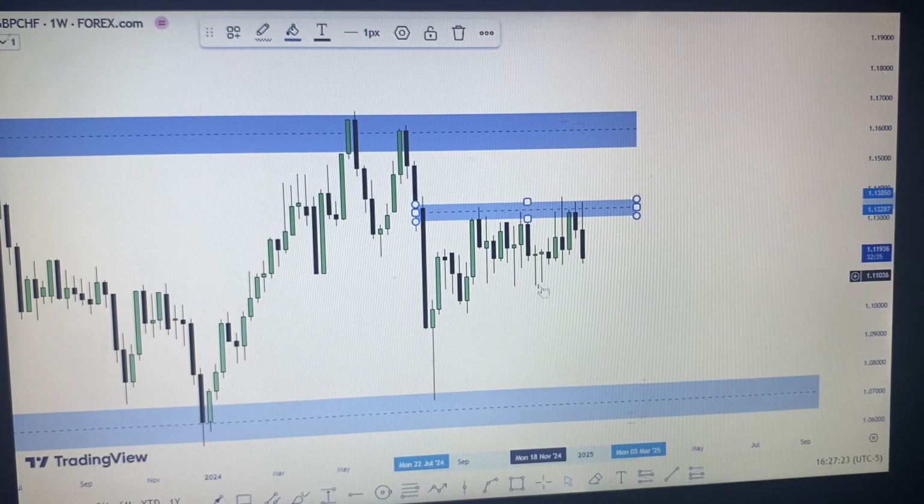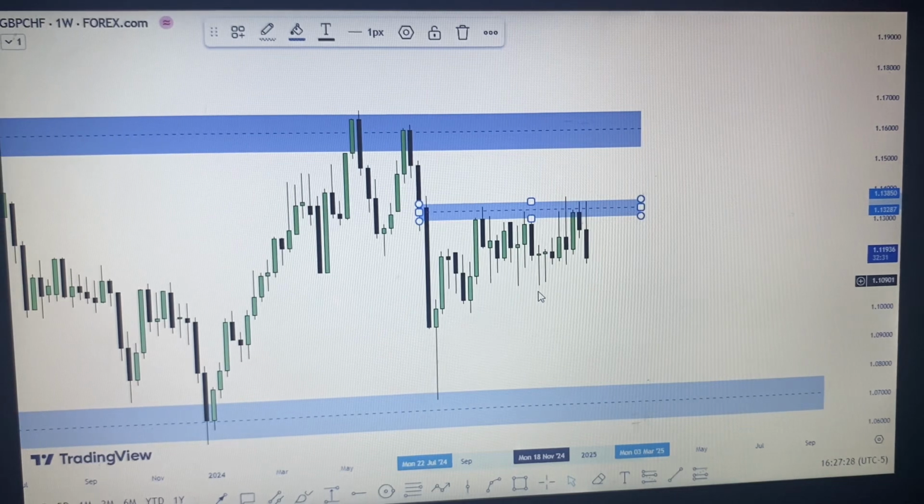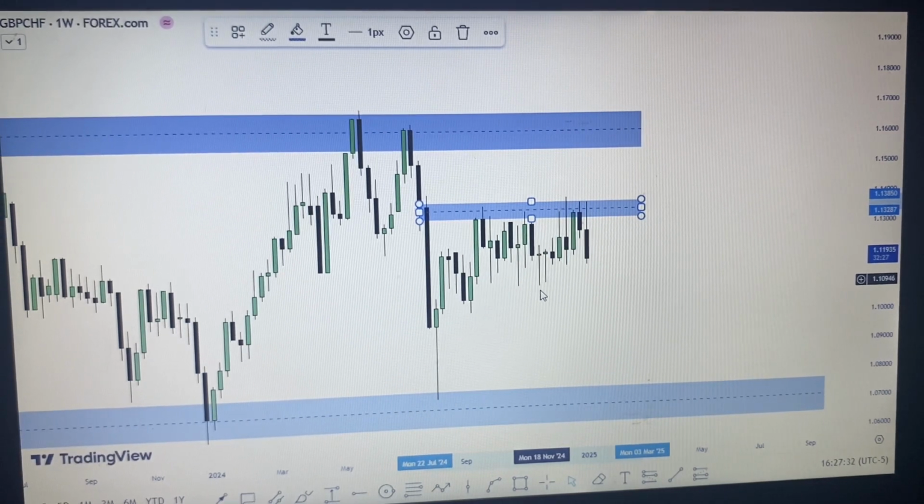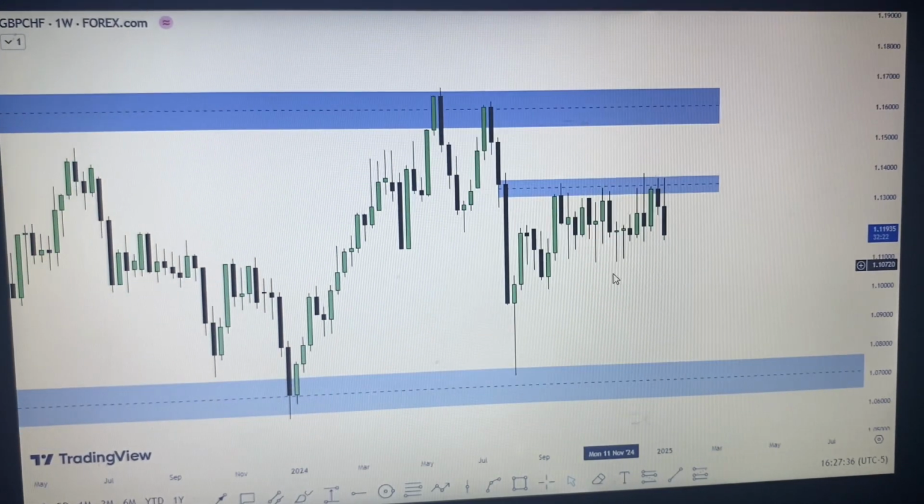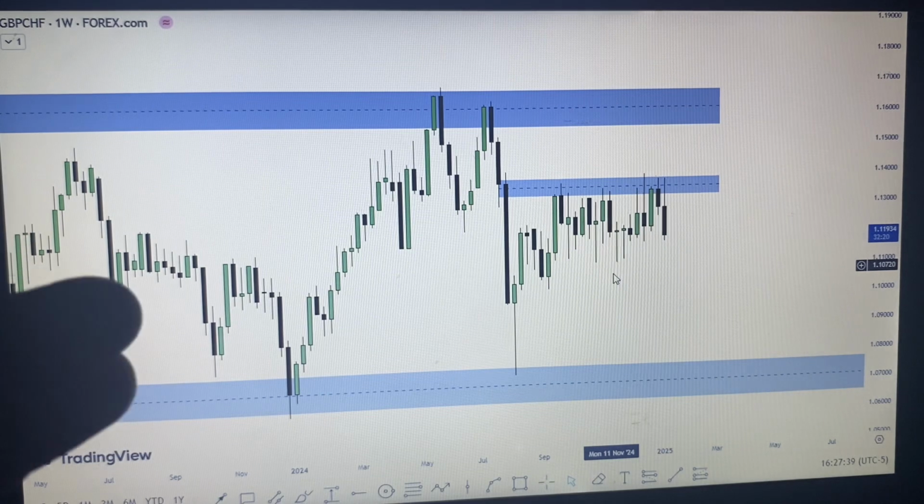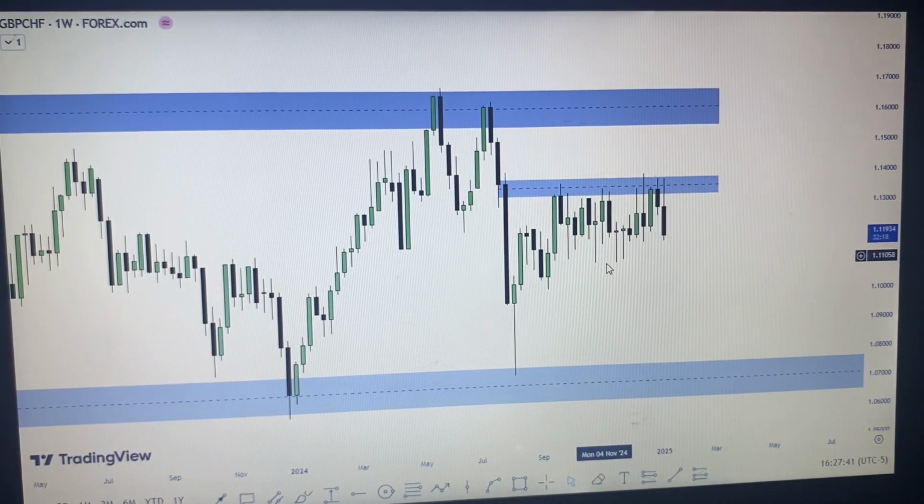If you don't know what these are, we call them wicks, and I have a video explaining what they are. Sorry, you can check it in my videos. I explained what those are if you do not understand them.